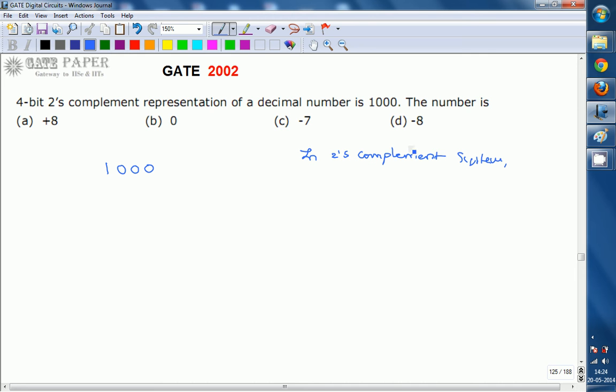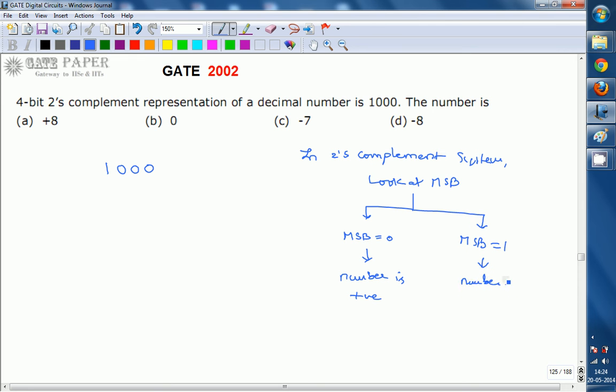For the given number, if you want to know whether it is a positive or negative number, you must look at the MSB, the most significant bit. If MSB is equal to 0, the given number is positive. And if MSB is 1, at that time the given number is negative.